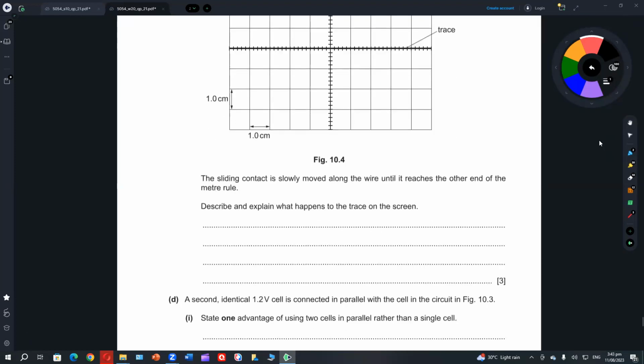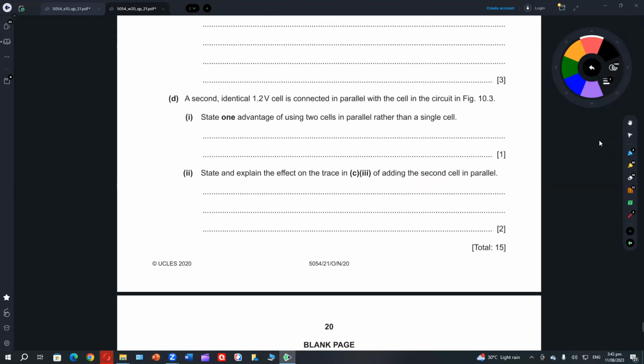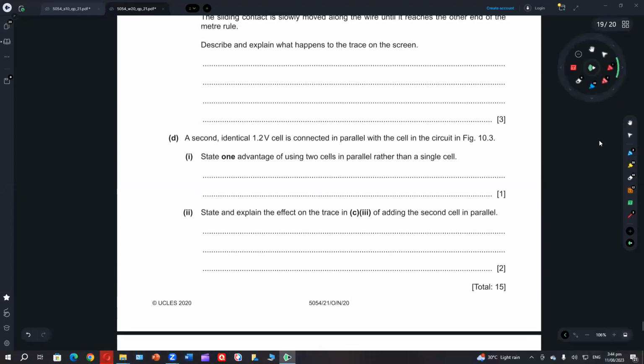This part we are not doing. We are going to part number D. A second identical 1.2 volt cell is connected in parallel with the cell in the circuit. State one advantage of using two cells in parallel rather than a single cell. So again, this comes to be memory. You have to learn the things in parallel, less resistance.